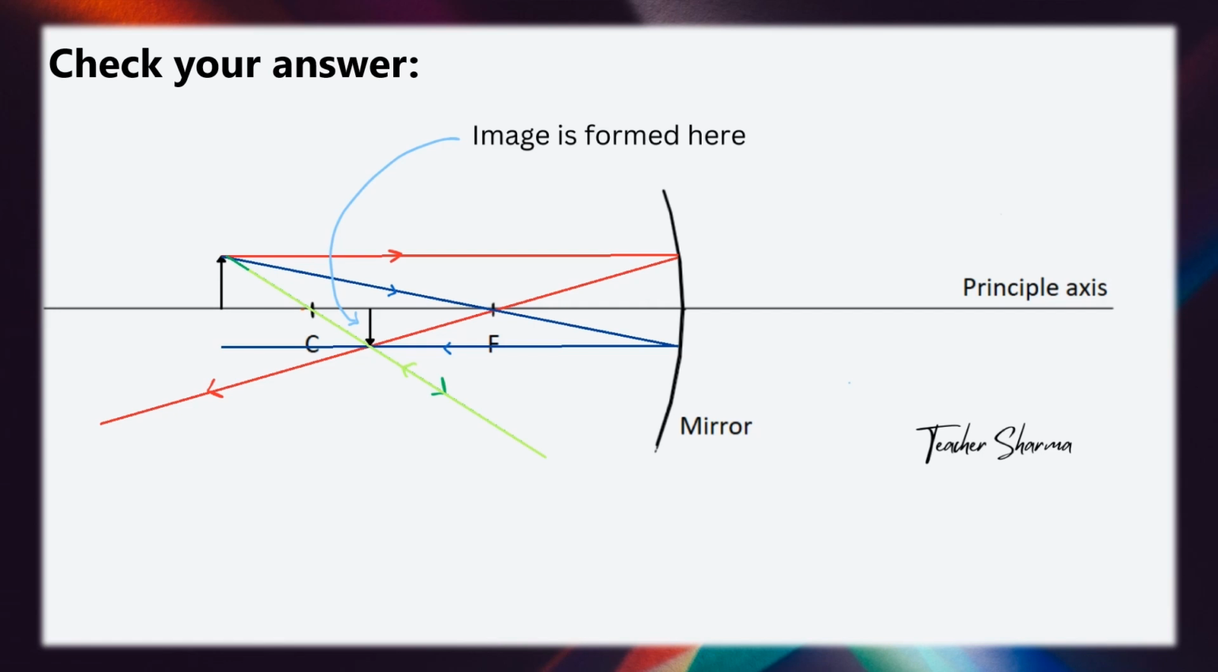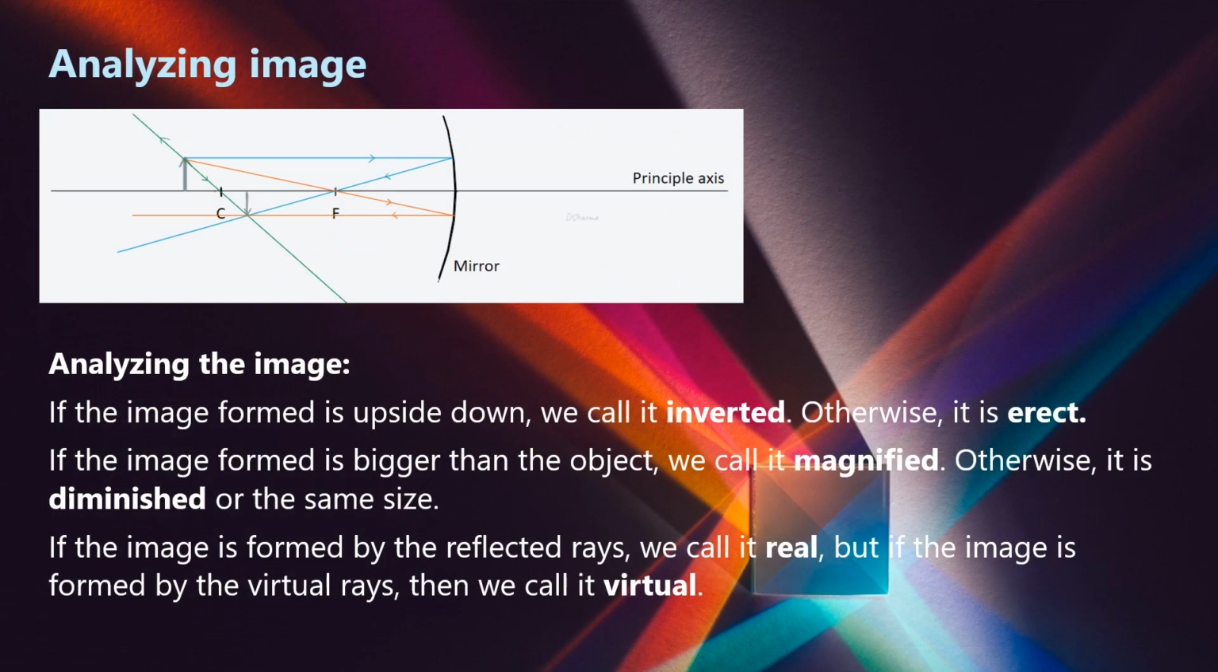If you need more instructions on other types of diagrams where the object is placed between the center of curvature and focal point, or between the focal point and mirror, please follow the link that will take you to the other video on curved mirror ray diagrams. Okay, so this is what your image should look like.